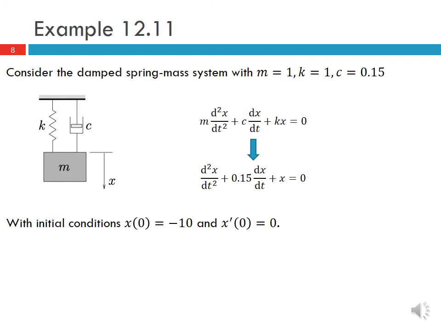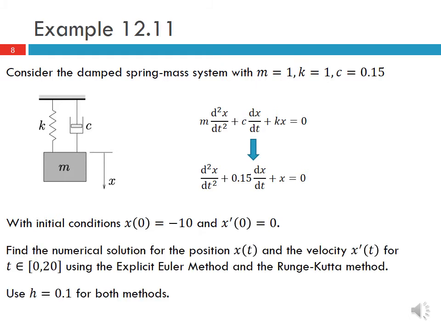we can solve this system. Basically the system is displaced to x equal to minus 10 and then released from rest, and we can find the response as the position of the mass over time. To do this, we want to find the numerical solution for the position and the velocity for t from 0 to 20 seconds using the explicit Euler method as well as the Runge-Kutta method, and using a step size of h equals 0.1 for both methods.